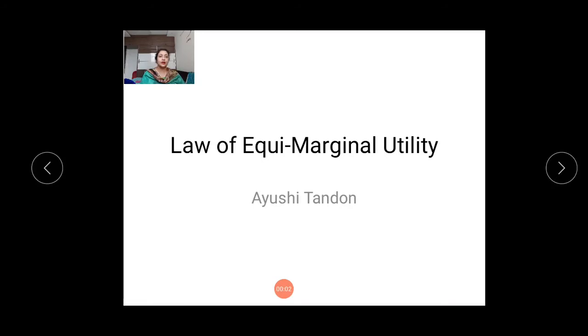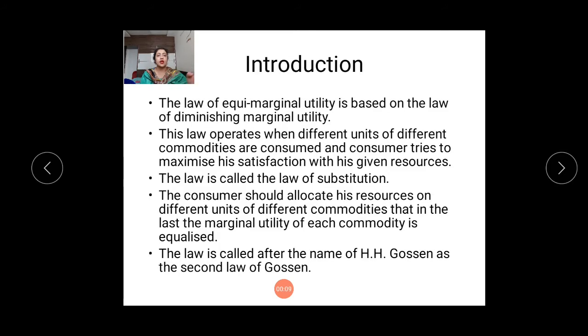Everybody, today we'll discuss the law of equimarginal utility. This law is based on the law of diminishing marginal utility. In the last few classes, we have already discussed what the law of diminishing marginal utility is.